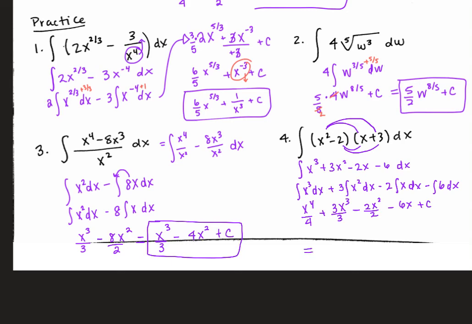And then I can simplify this. X to the 4th over 4, the 3's cancel, so plus x to the 3rd. The 2's cancel, minus x squared minus 6x plus c. Didn't mean to erase that. And that's your final answer.